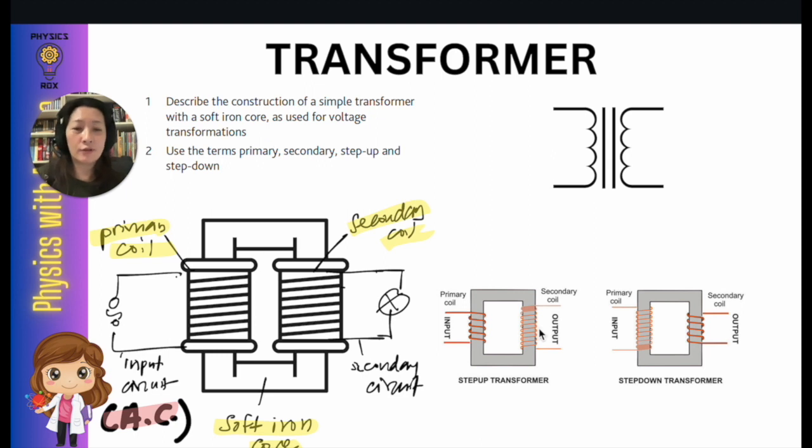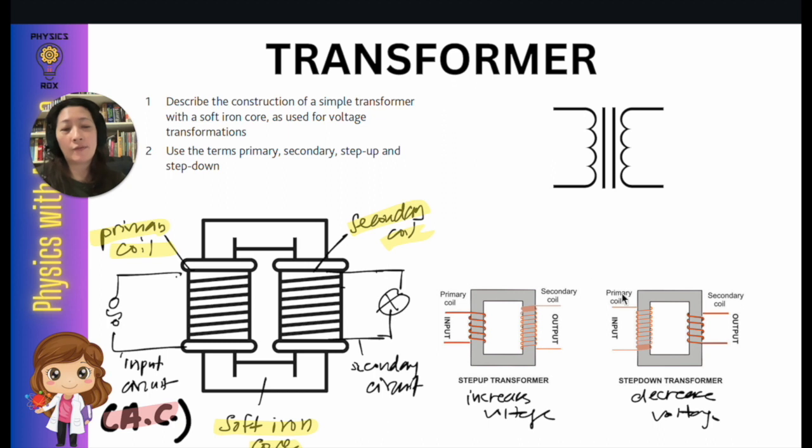Step up, step down, you should know that step up transformers will increase the voltage. So the secondary coil will have higher voltage than the primary, whereas step-down transformers are used to decrease the voltage. So the secondary coil will have less voltage than the primary coil. So as you can see from these diagrams, the number of loops on the coil will indicate whether the transformer is a step-up or step-down. For a step-up transformer, because it increases the voltage, the secondary coil will have more loops compared to the primary coil. Whereas for a step-down transformer, the secondary coil will have less loops on the coil compared to the primary coil.